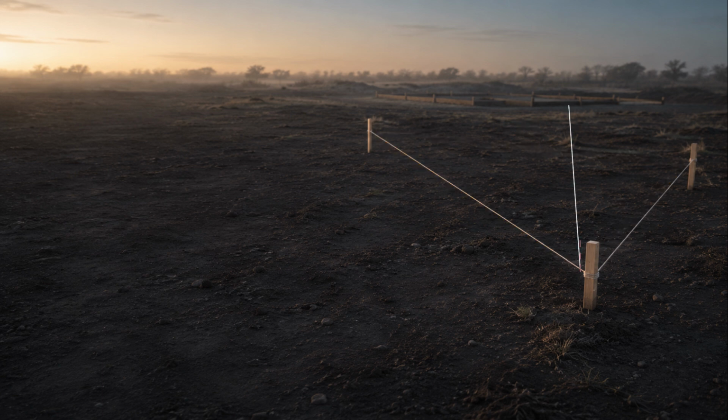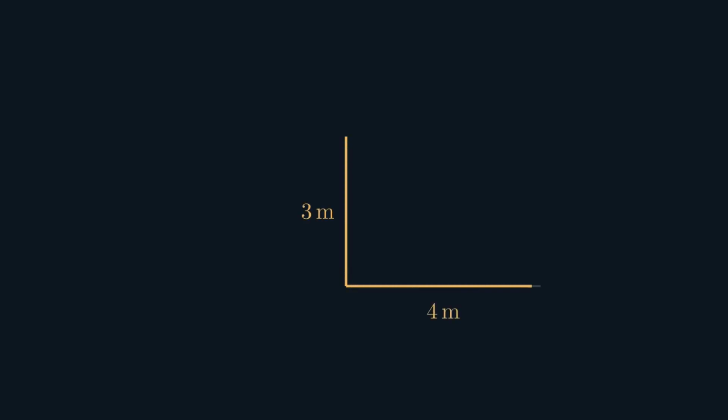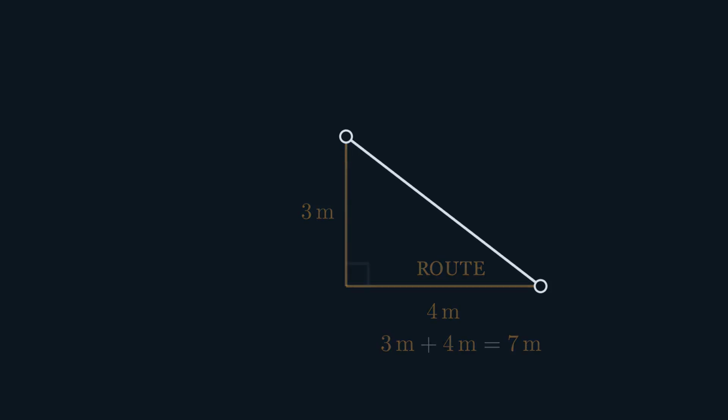On a large site, even a small error here can shift a wall far from where it belongs. But why should squaring two lengths tell us anything about 90 degrees? Adding 3 and 4 gives 7. But 7 meters is the route around the corner, not the straight line between the endpoints. The diagonal is a different kind of journey. One displacement across two independent directions.